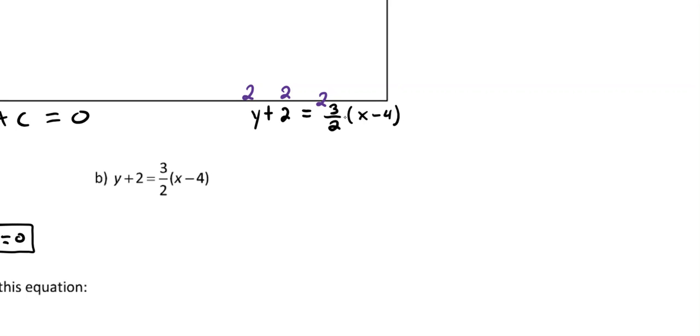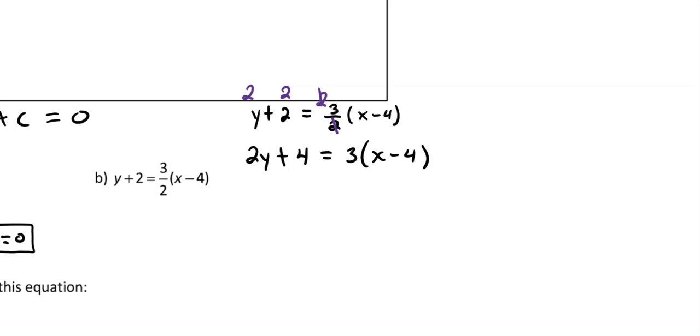Because remember, when I've got 3 over 2 times this, it's actually already being multiplied by both of them. I don't need to multiply again because this is being multiplied by both of them right now. So I only have to multiply this front part, the coefficient here, by 2. Make sense? And that'll get rid of my 2, and then we'll write it all again. So we've got 2y plus 2 times 2 is 4, is equal to 3, and now just x minus 4.